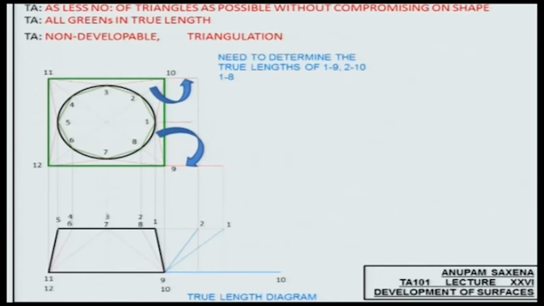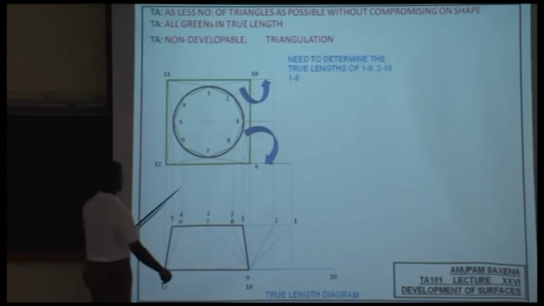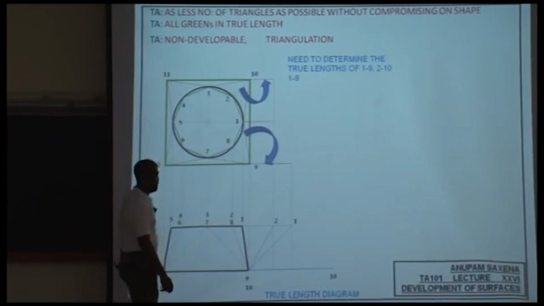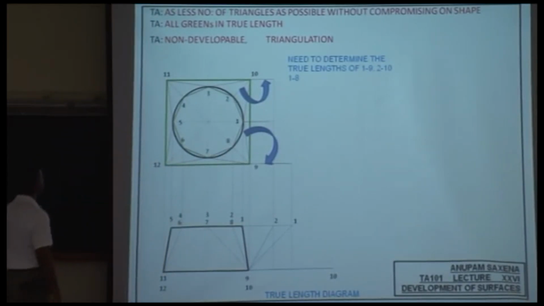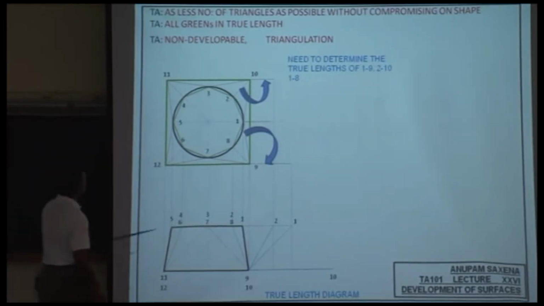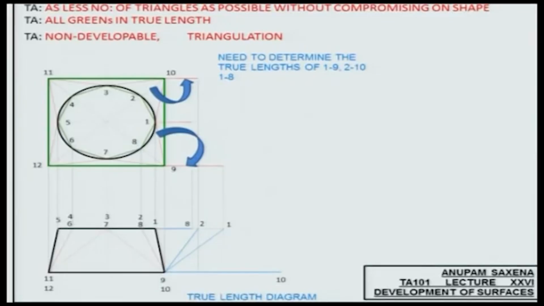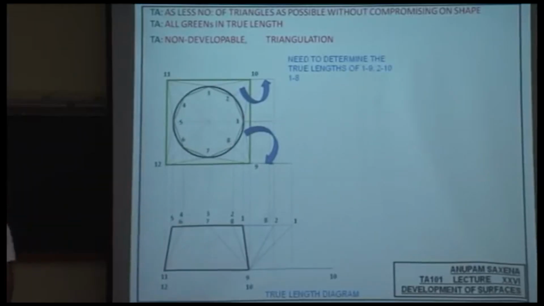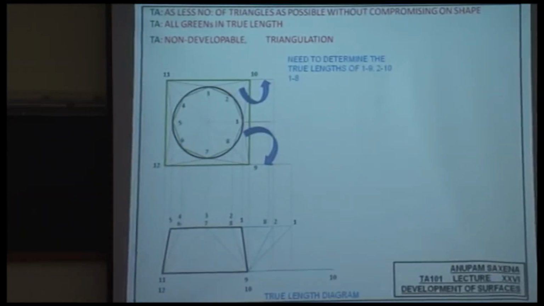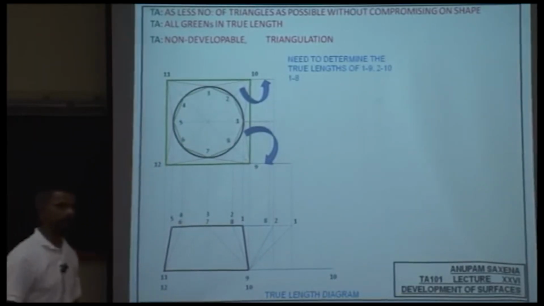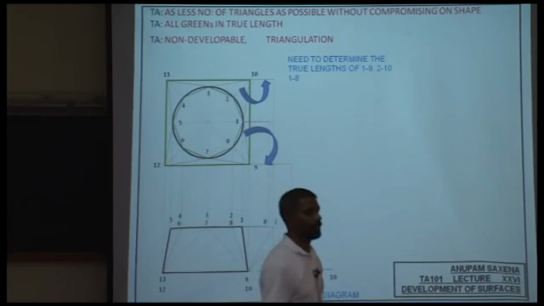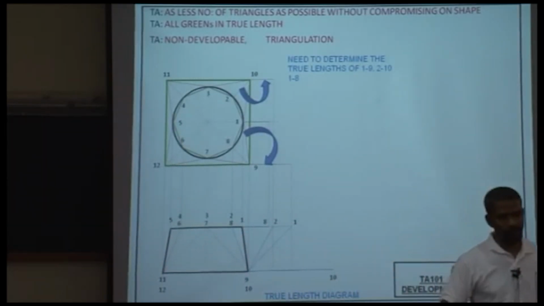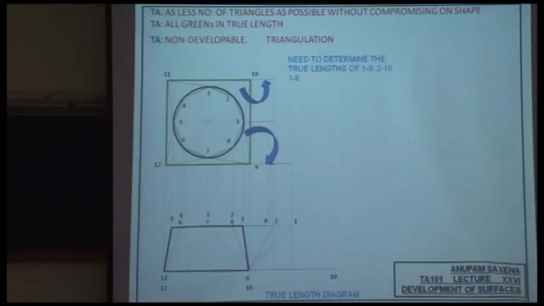What else am I left with? 1, 8. 1, 8 is already in true length. I don't need to worry about that. But if I still want to figure out the true length of that, I'll rotate 1, 8 about 1, take its projection down, and this is my true length 1, 8. So once I have the true lengths of all the edges of these triangles that approximate the surface, I am ready to develop the surface.